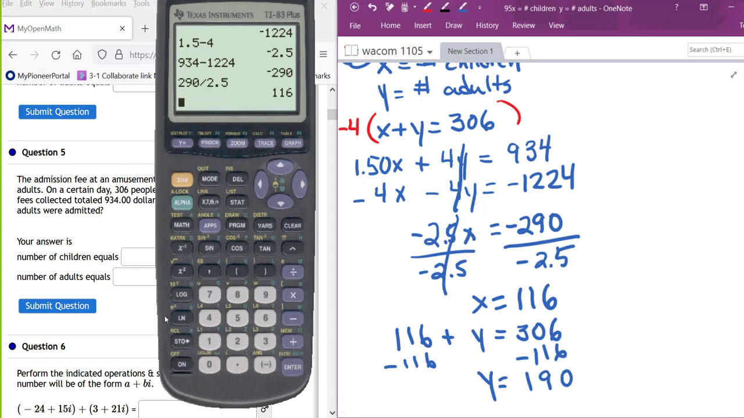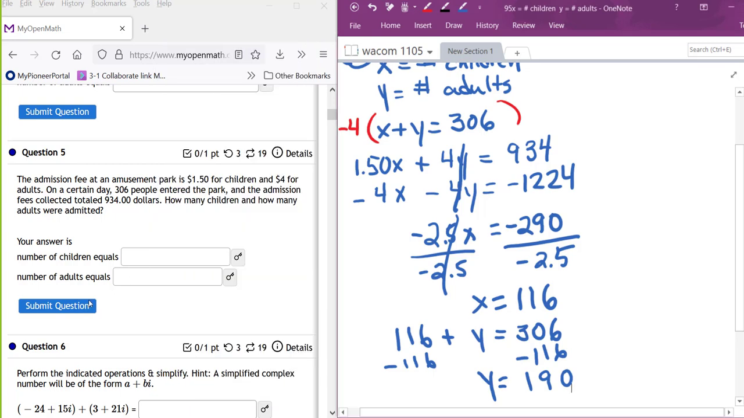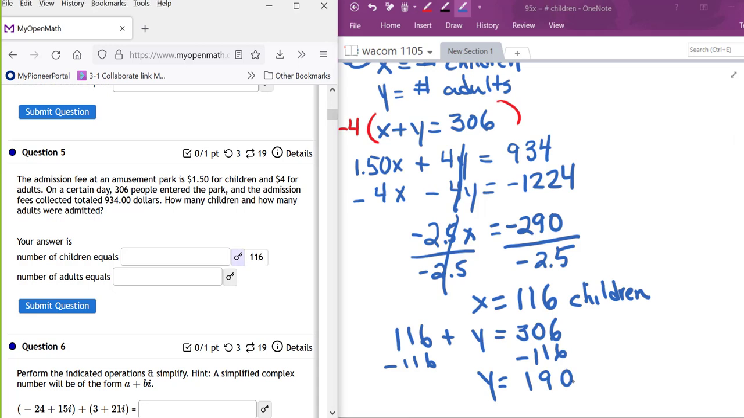And I'll just double check that here. Very good. So our number of children is the x, which is 116, and that's why we specified up there. So this is the children, and then the other would be the adults. So 116 on this one, and 190 on the other one. Any question there?